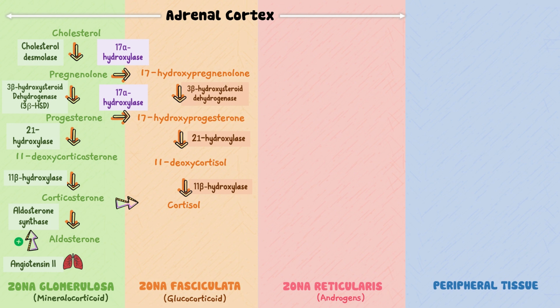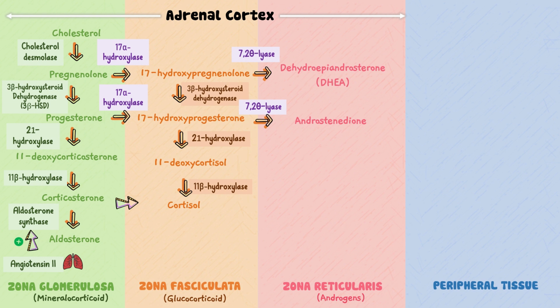Here, it begins when 17-hydroxypregnenolone and 17-alpha-hydroxyprogesterone from zona fasciculata make their way into zona reticularis, where 17-hydroxypregnenolone is converted into dihydroepiandrosterone, or DHEA for short, and 17-hydroxyprogesterone is converted into androstenedione. Both conversions take place by the action of 17-20-lyase enzyme.